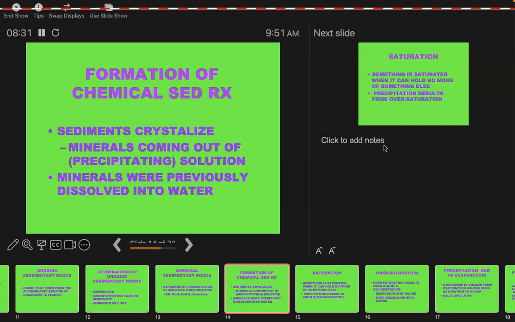So the sediments crystallize. Minerals come out of, precipitate, come out of solution. These minerals were previously dissolved in water. So this is, again, just summarizing what we just said.